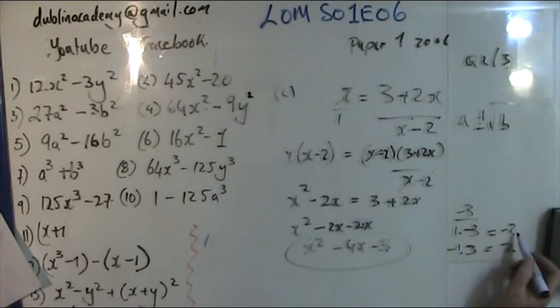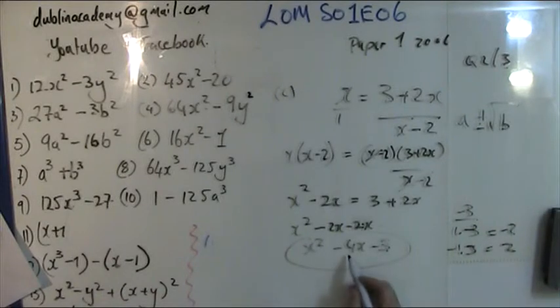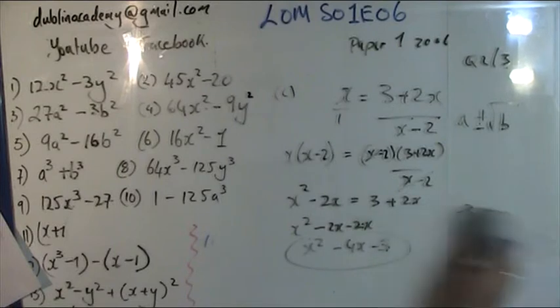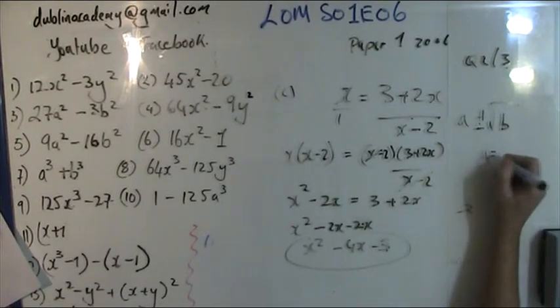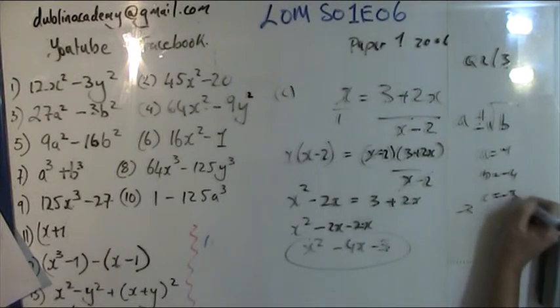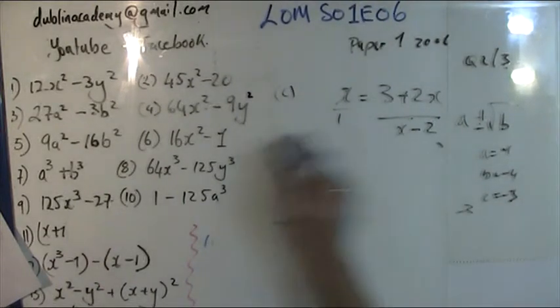This one adds to give me 4. No, we're looking at 4 here. None of those add to give me 4, right? So I have to use the formula. Okay, so for the formula, a is equal to 1, b is equal to minus 4, and c is equal to minus 3. So I use the formula.